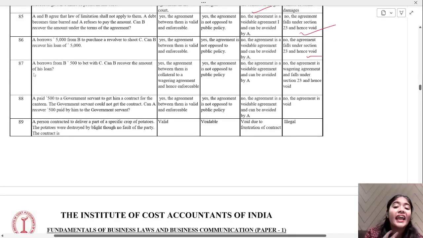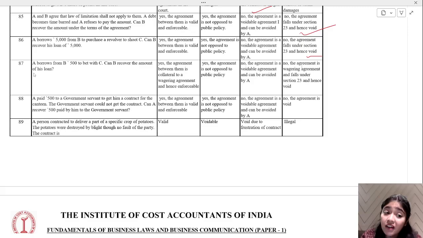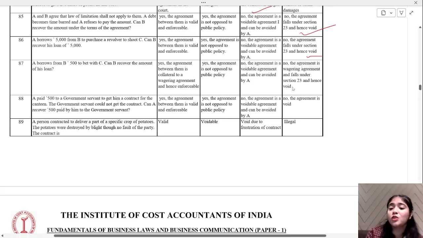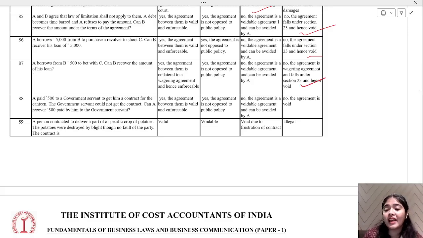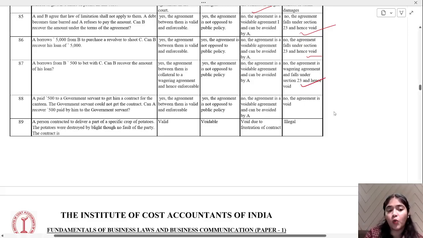Now, A borrows 500 from B to bet with C. Can B recover the amount of his loan? Tell me. No. Under section 23, it's not allowed. The agreement is a wagering agreement and falls under section 23, hence void.